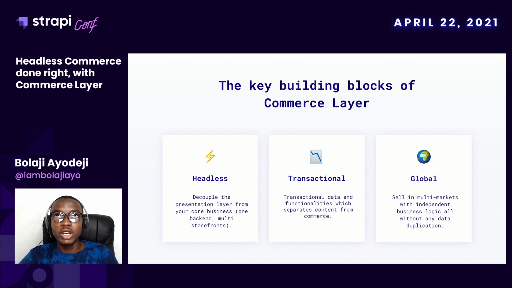Unlike traditional commerce, where if you wanted to, let's say, scale to different countries, you had to have a different set of data for that particular market. But now with one data, you can just structure several markets.